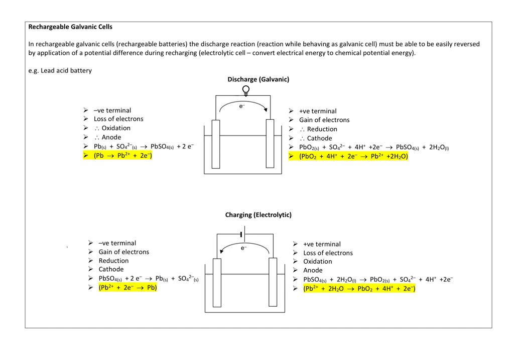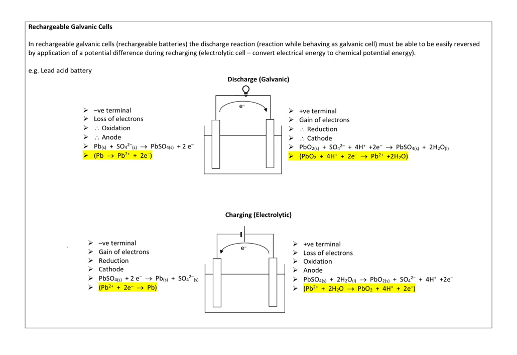So, a rechargeable galvanic cell. In rechargeable galvanic cells, rechargeable batteries, the discharge reaction while behaving as a galvanic cell, must be able to be easily reversed by application of a potential difference during charging, when it's acting as an electrolytic cell and converting electrical energy to chemical potential.